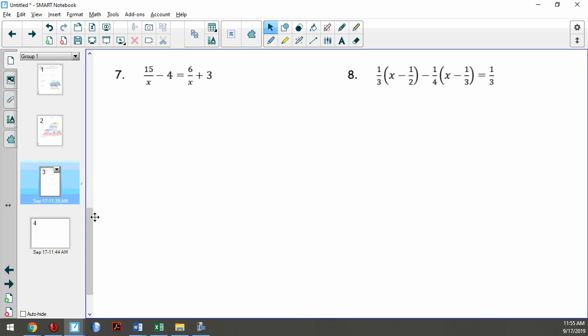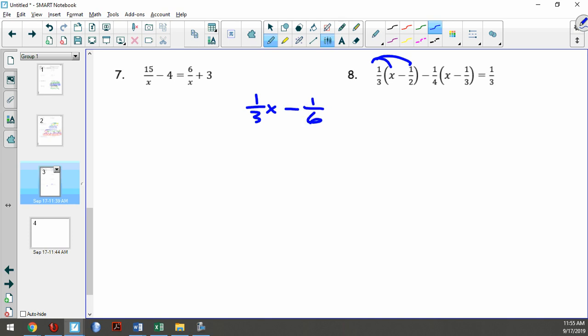There's a fraction, and where is the fraction at? It's on the outside and on the inside. So when it's on the outside, it's no big deal to us. But when it's on the inside, we have to get it out of the parentheses. So we're going to go ahead and distribute first. So I'm going to have 1/3, and then distributing 1/3 x, sorry, minus 1/6. Do we all see that?